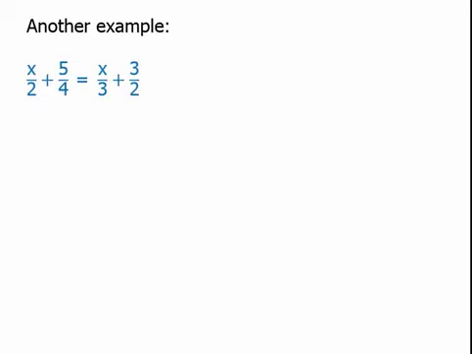Here's another example. For this one, we have denominators 2, 4, and 3. And so the least common multiple of these numbers is 12. So we're going to multiply both sides by 12. Each term is going to be multiplied by 12.